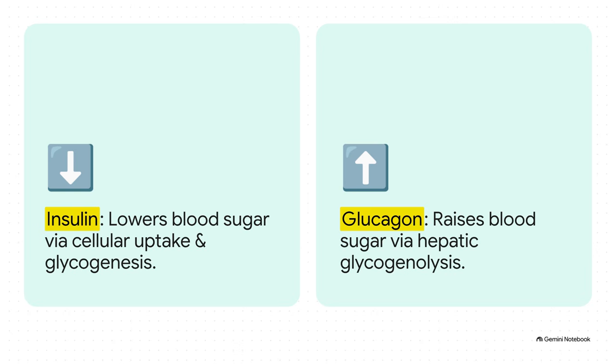Glucagon, on the other hand, works in direct opposition. When blood sugar drops way too low, glucagon raises it by signaling the liver to break that stored glycogen back down into glucose. That process is called glycogenolysis. So one stores energy, the other releases it. It really is a perfect balancing act.